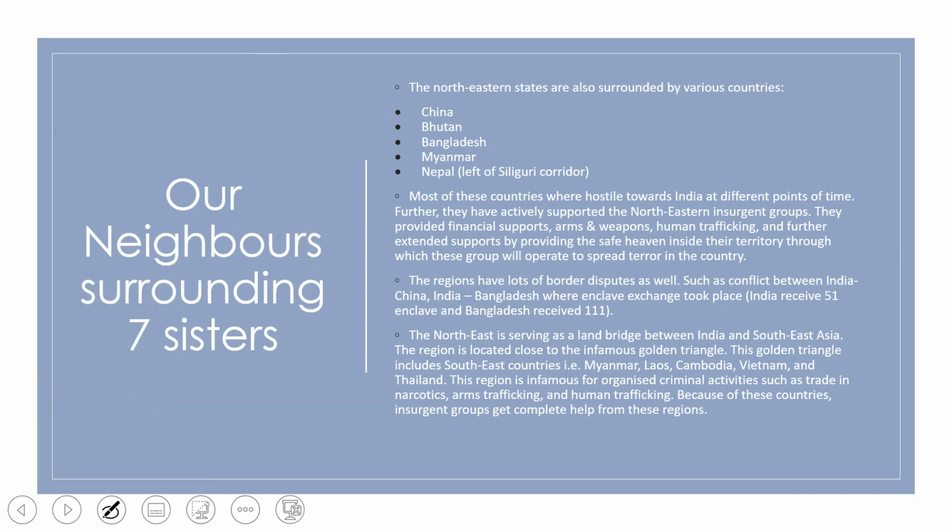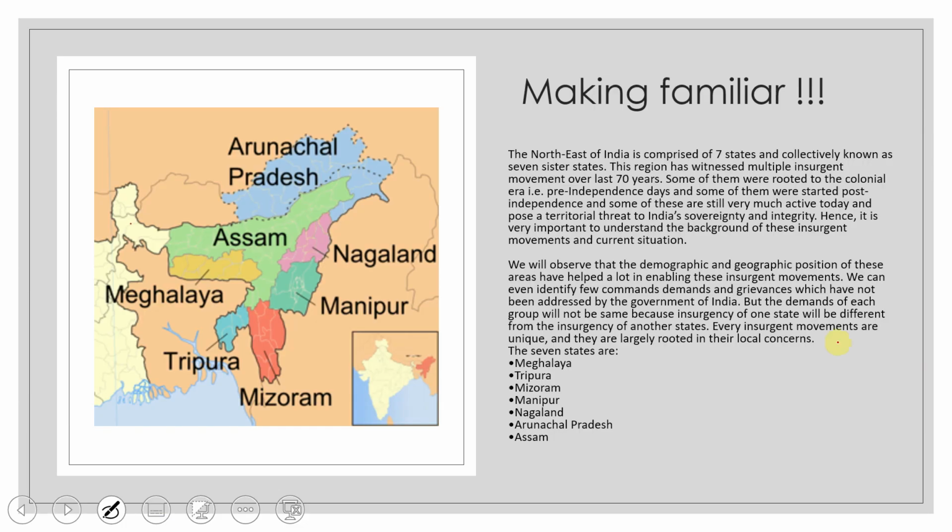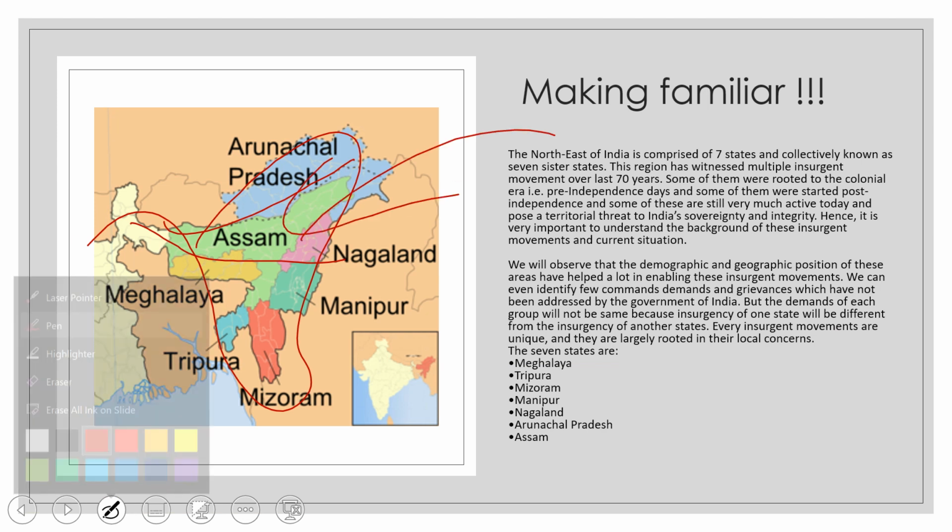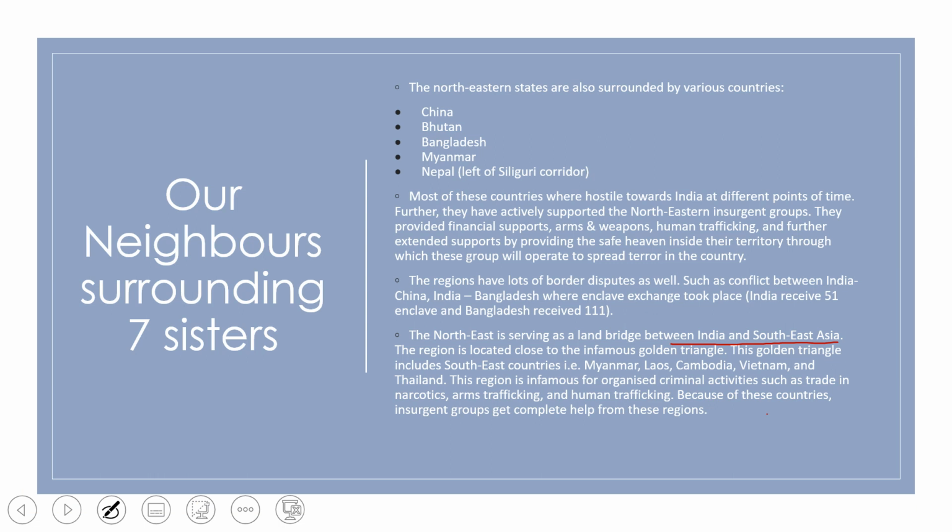Okay, so the Northeast is serving as a land bridge between India and Southeast Asia. So the Golden Triangle includes the Southeast Asian countries, as I have explained in the geography lecture. Myanmar, Laos, Cambodia, Vietnam and Thailand are included in the Golden Triangle, and this region is infamous for organized criminal activities such as narcotics trade, arms trafficking and human trafficking.